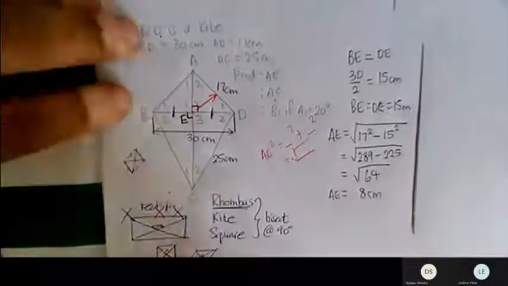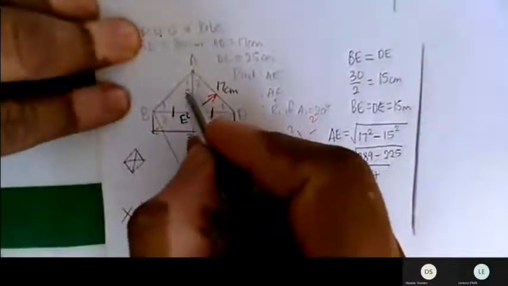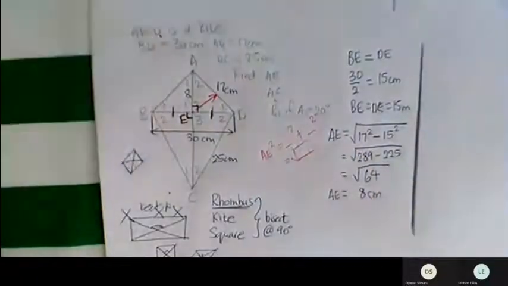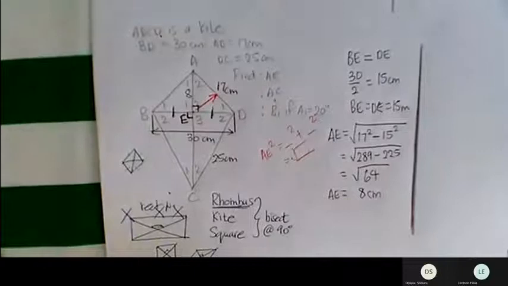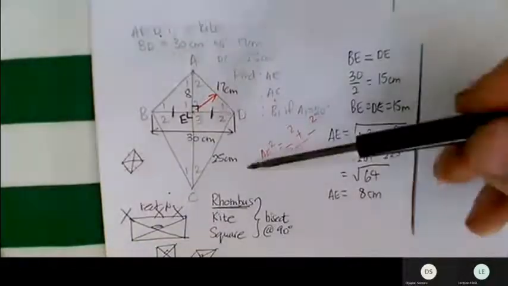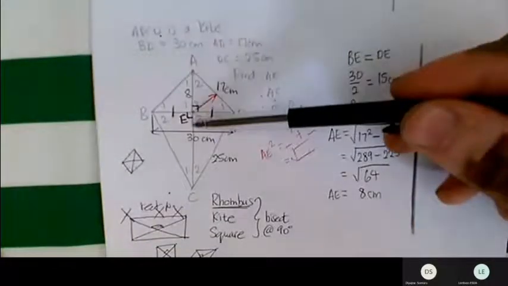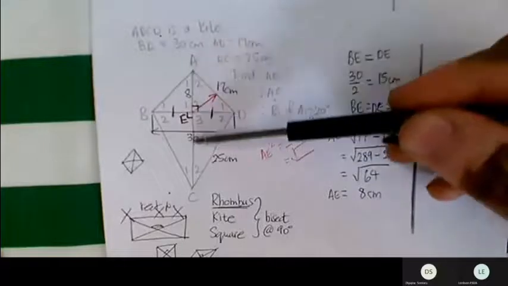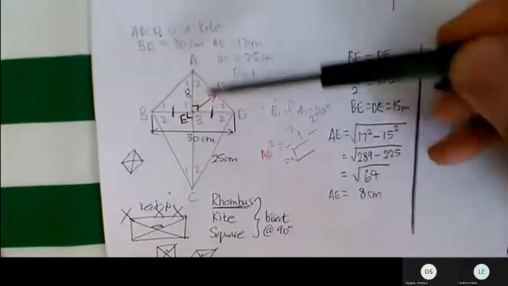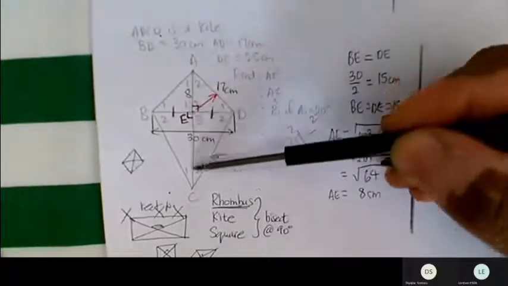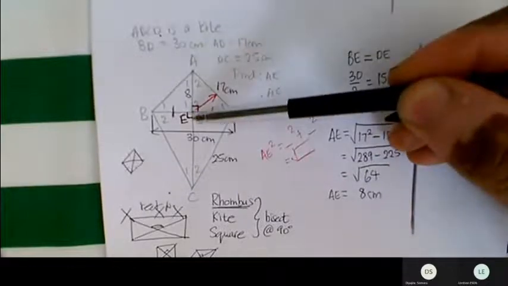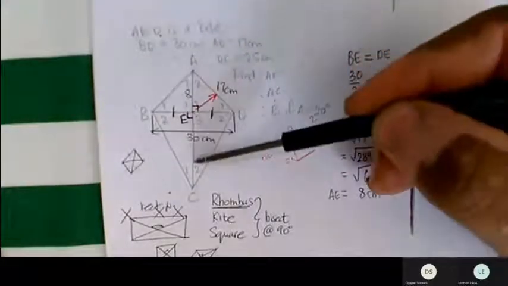So AE, that's this distance here now. AE is equal to 8. Okay, so now we need to find AC. AC is which one? Okay, AC is the full length, from there all the way to there. So once you have that piece, all you have to do is calculate this piece and add that piece to that piece.